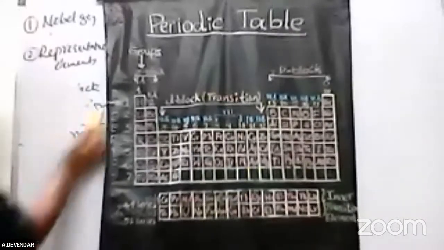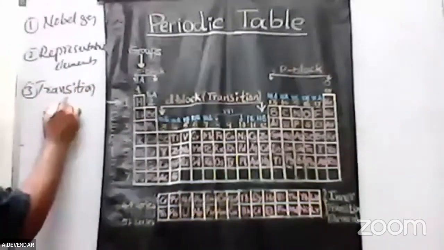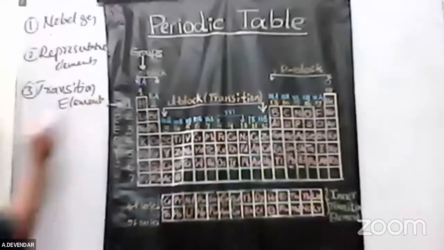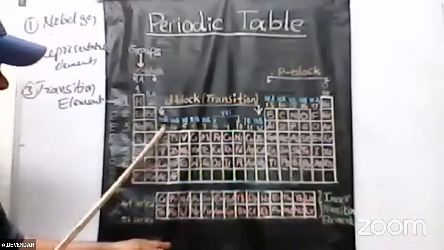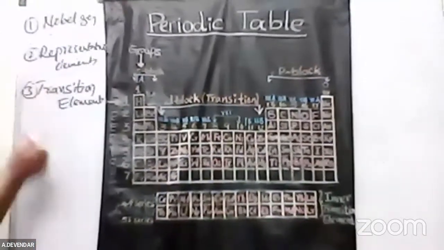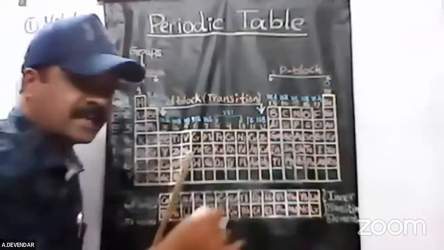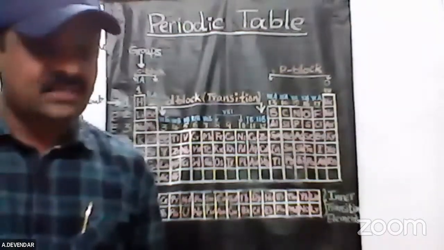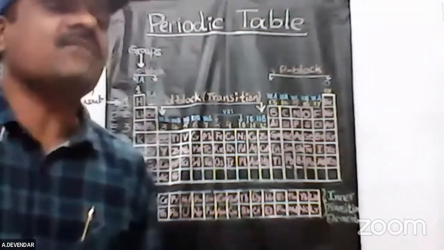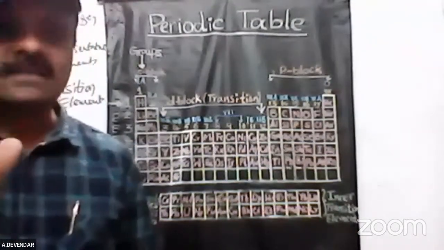Next, third is the transition elements. Friends, here what I am saying is that groups 3 to 12 are D block elements. But only 3 to 11 are called transition elements. The 12th group, zinc, cadmium, mercury, is not a transition element. Please remember. I want to classify particularly on incompletely filled valency. The valency electrons are not completely filled in the electronic configuration.